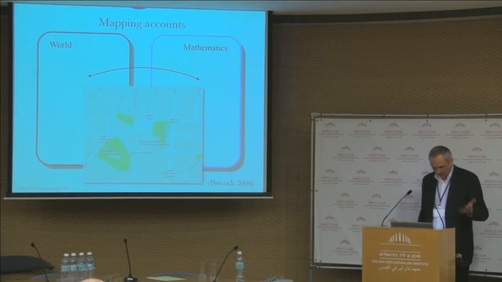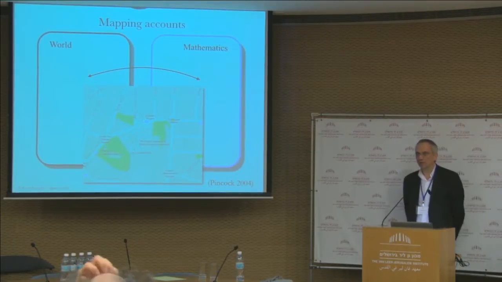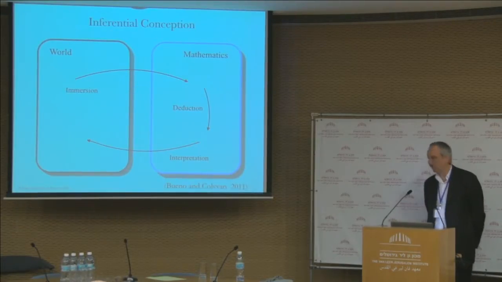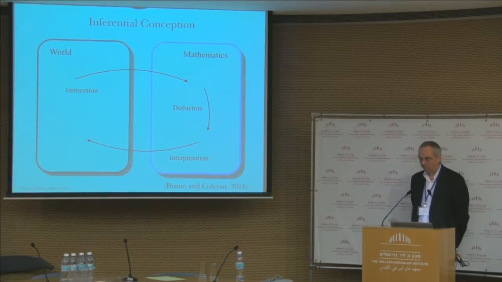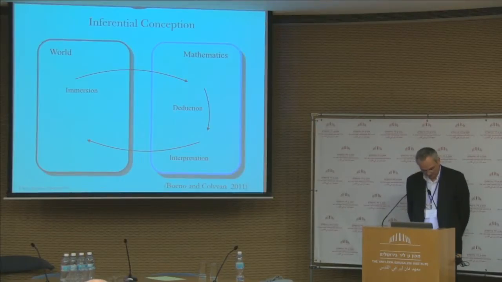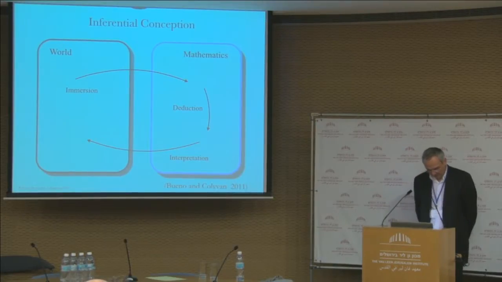There are several systematic problems with such mapping accounts, which I will not go into here. In response to those difficulties, Bueno and Colivan have recently advanced what they call an inferential conception that may be regarded as a modification of Pincock's account. Here the main idea is to distinguish between mappings that map into the realm of mathematics and those that map back to the world. That is, they propose to break down the process of applying mathematics into 3 steps.